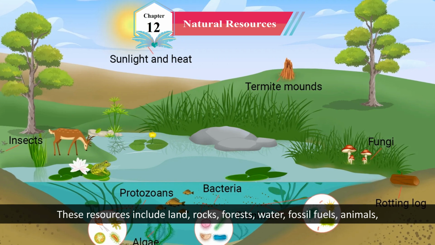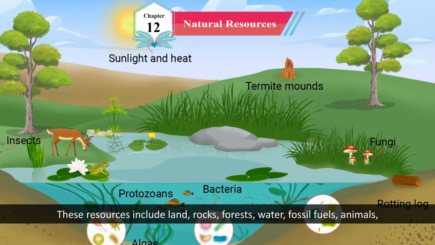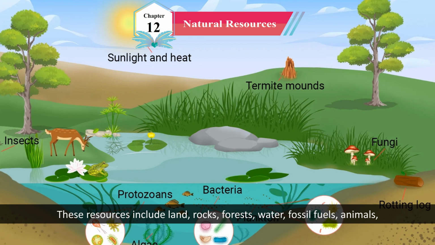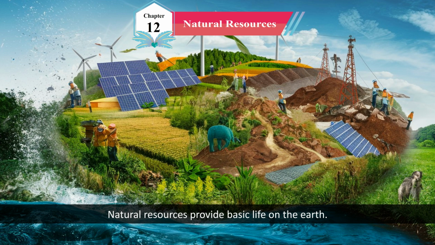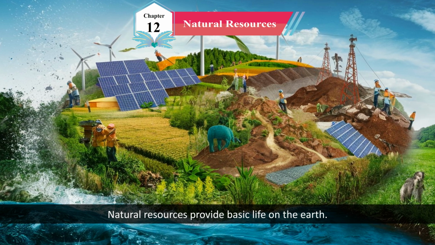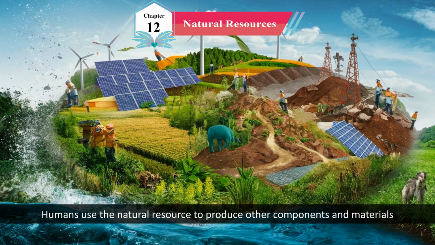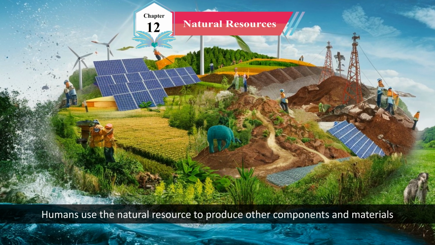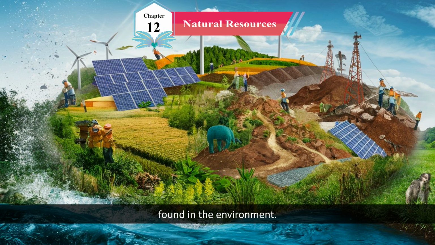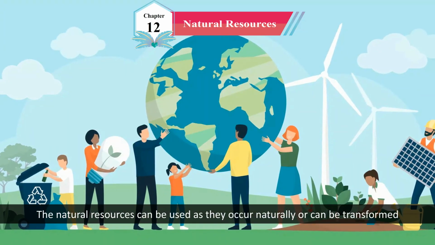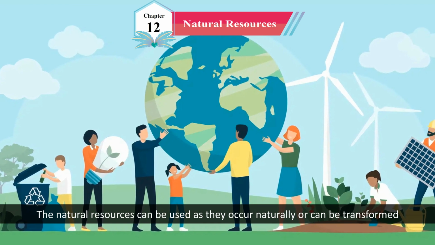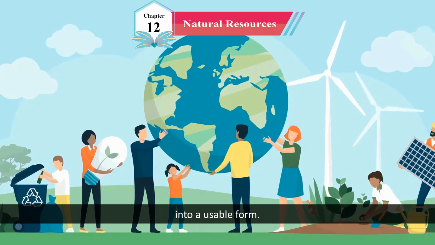These resources include land, rocks, forest, water, fossil fuels, animals, minerals, sunlight, and air. Natural resources provide basic life on the earth. Humans use the natural resources to produce other components and materials found in the environment. The natural resources can be used as they occur naturally or can be transformed into a usable form.